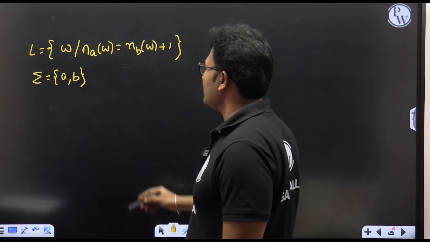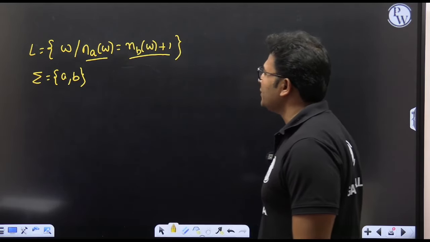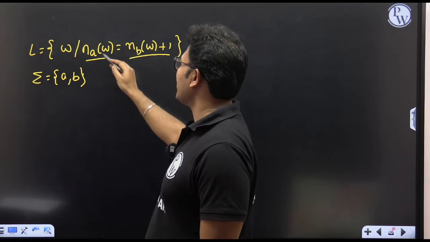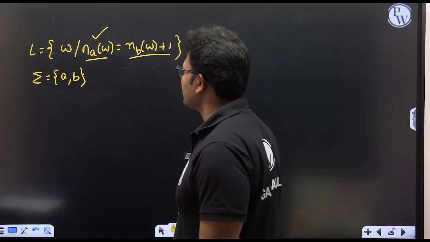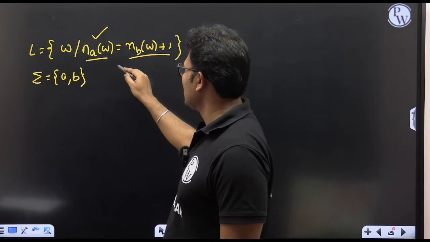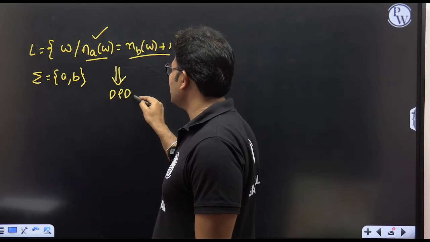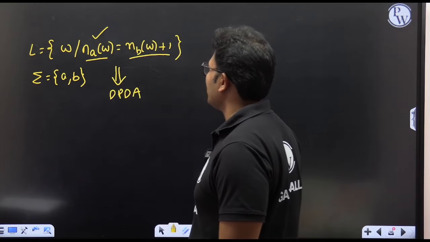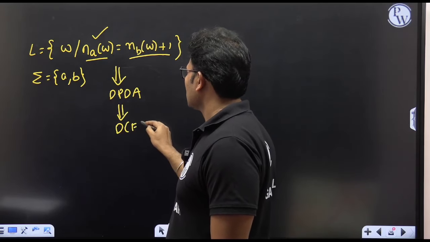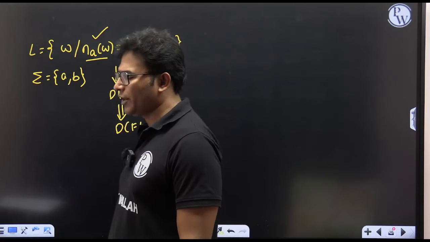Okay. So what happens? You are going to compare A's and B's. Finally, if one extra A remains, then we can say that the number of A's equals the number of B's plus 1. This can be easily done by a deterministic pushdown automata, right? So this language is a deterministic context-free language.